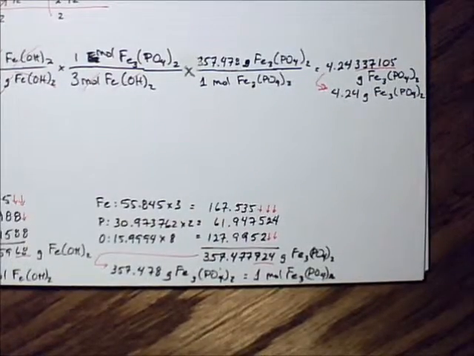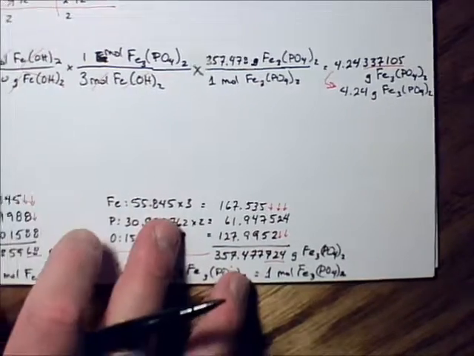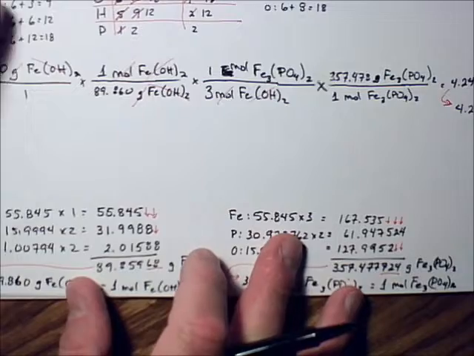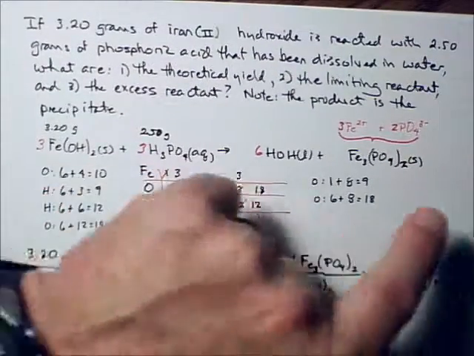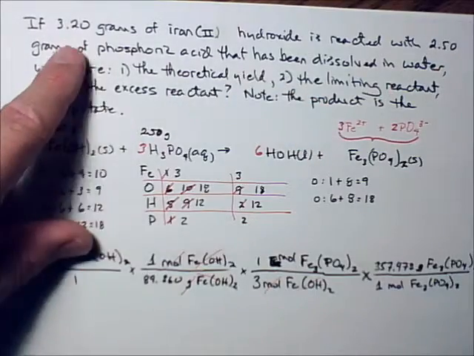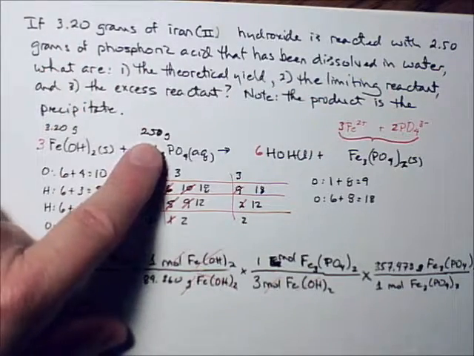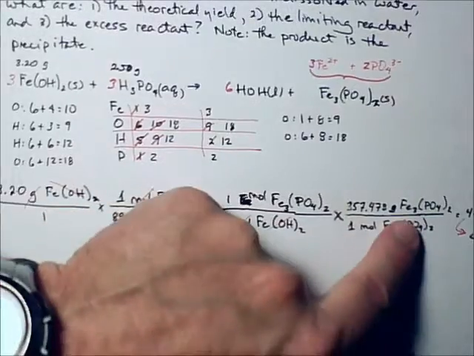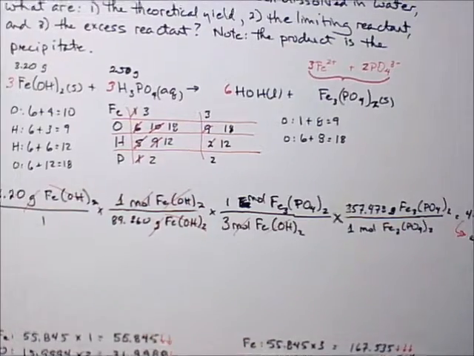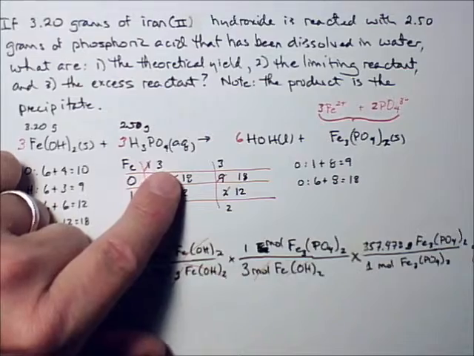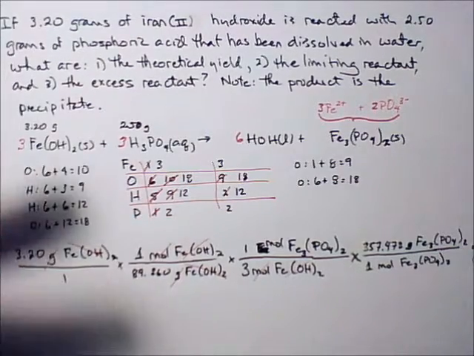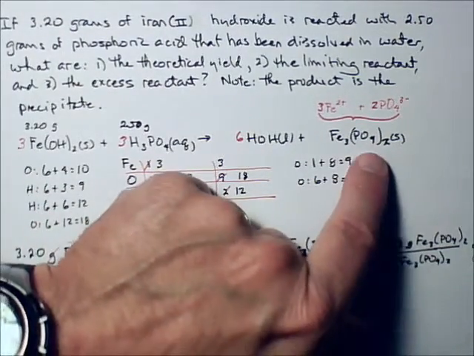Okay? That's the first of the two. Now we've got to calculate from the other amount, 2.50 grams of phosphoric acid. Okay? And we're going to go to the same product because that's the one we're collecting. What we're collecting at the end is the yield of the solid. And this is the only solid we're making.